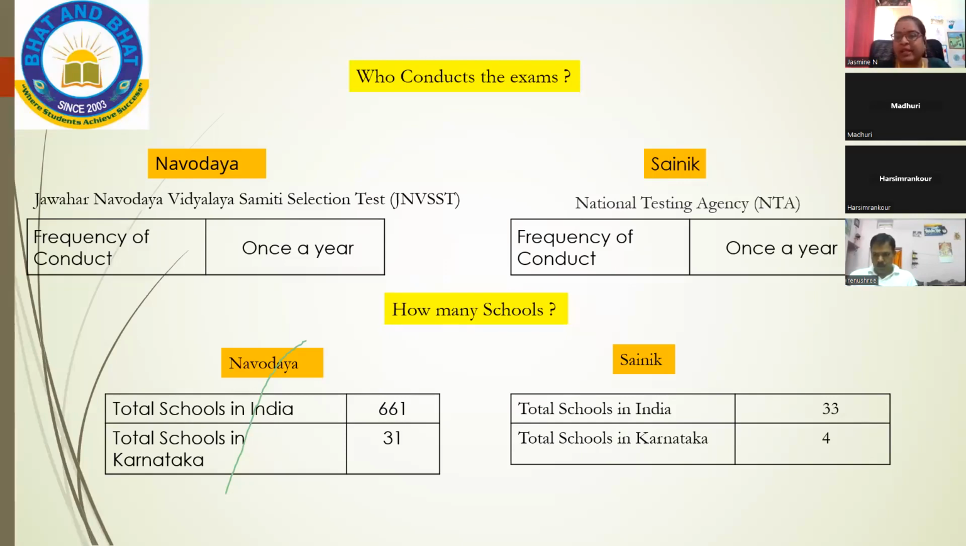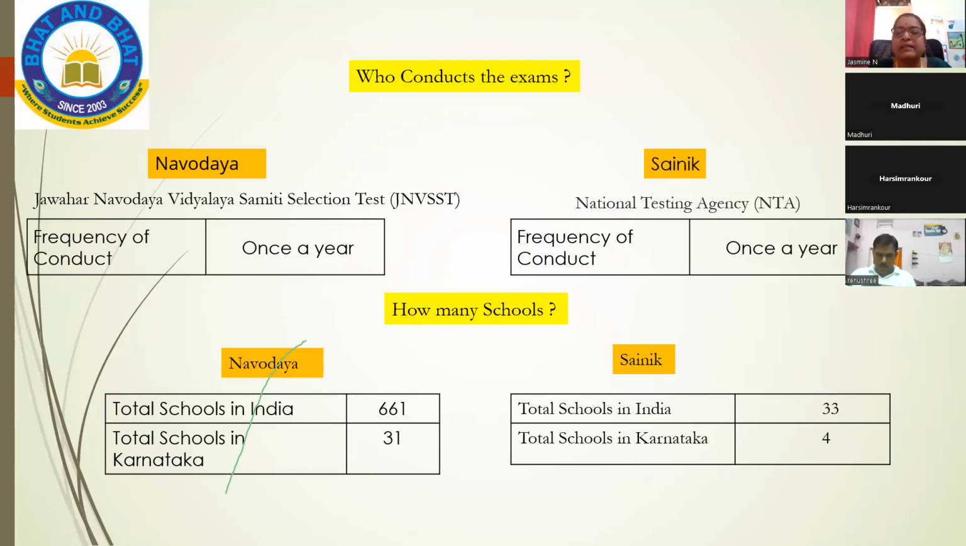For the examination, the National Testing Agency is going to conduct the entrance examination, and it is also conducted only once a year. But here, students are eligible to attempt the examination two times between the ages of 10 to 12 years, whereas in Navodaya, a student is able to attempt the examination only one time. So this is the difference between the examination of the Navodaya and the Sainik.